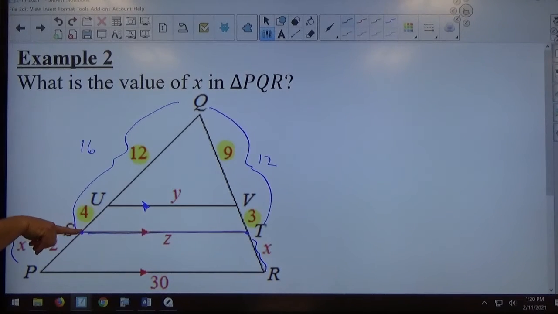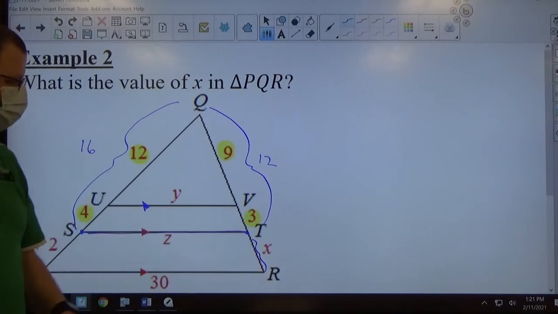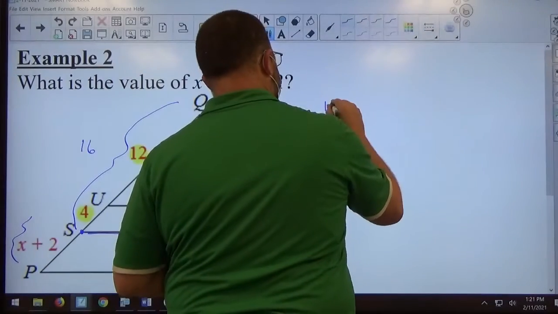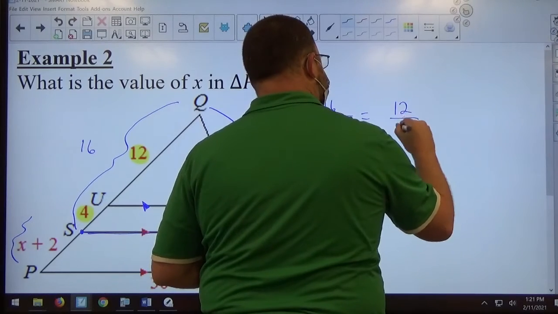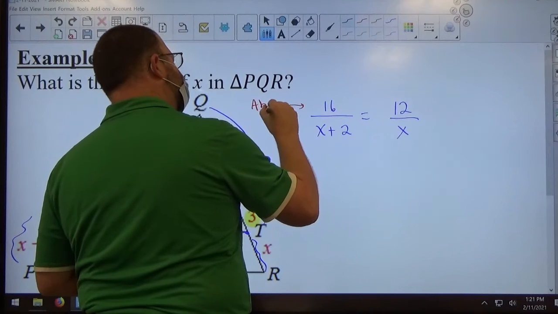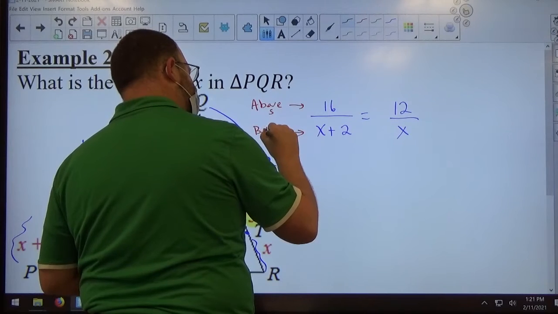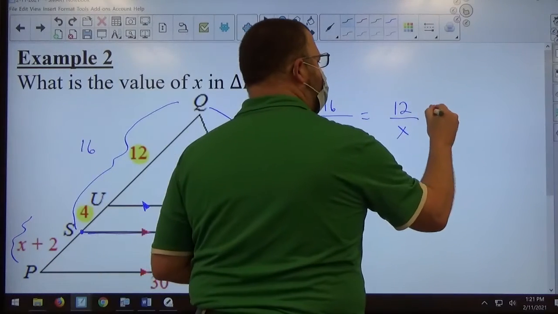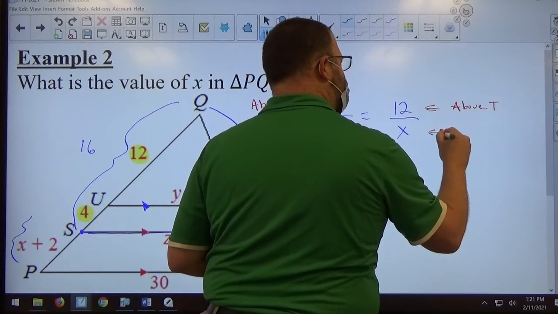That's where the side's getting split, right at this point S, right at that point T. So the part above S over the part below S equals the part above T over the part below T. So it looks like this. 16 over x plus 2 should equal 12 over x. Again, 16 is how much there is above S, and x plus 2 is how much is below S. 12 is how much is above T, and x is how much is below T.